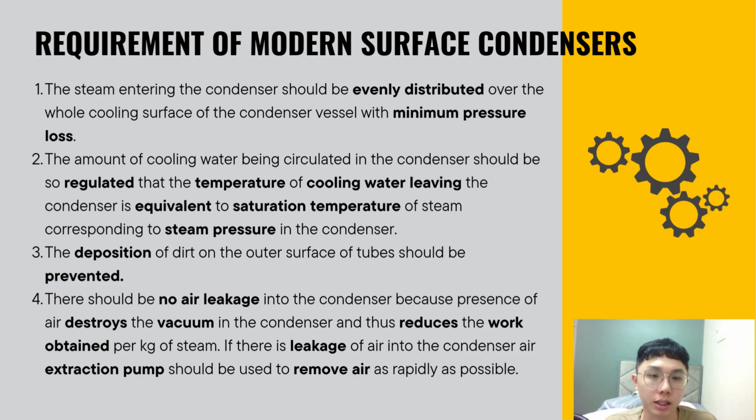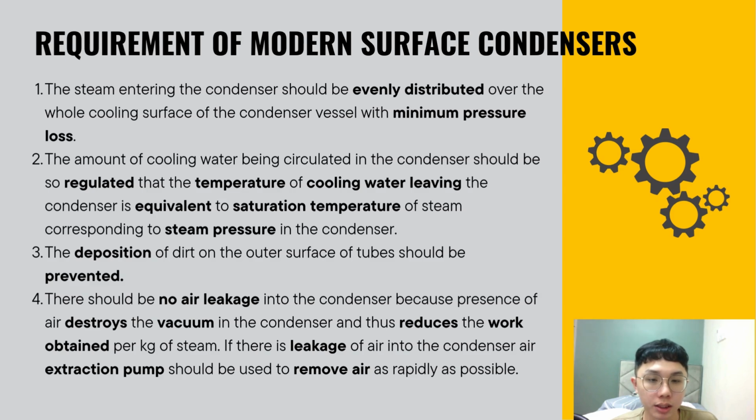The second one is that the amount of cooling water circulated in the condenser should be so regulated that the temperature of the cooling water leaving the condenser is equivalent to the saturation temperature of the steam corresponding to the steam pressure in the condenser. The third one is that the deposition of dirt on the outer surface of the tubes should be prevented.